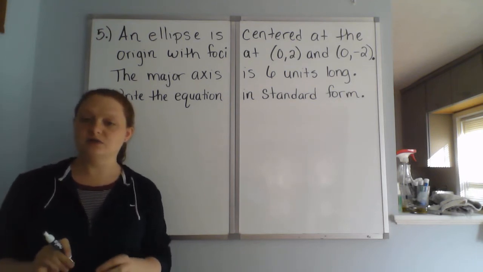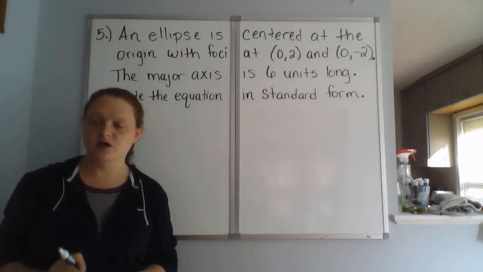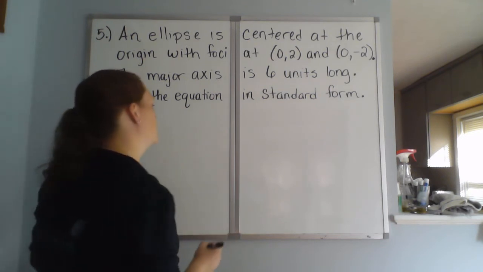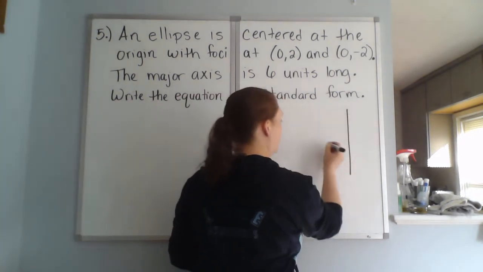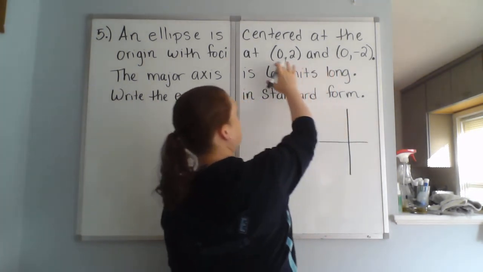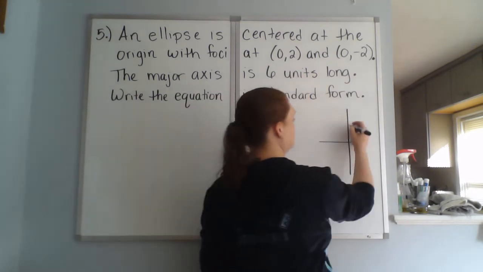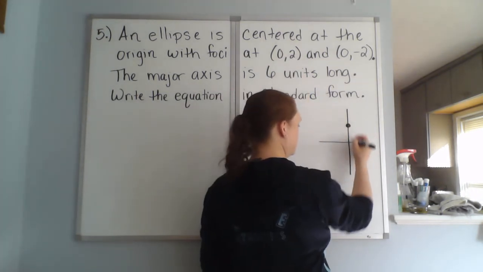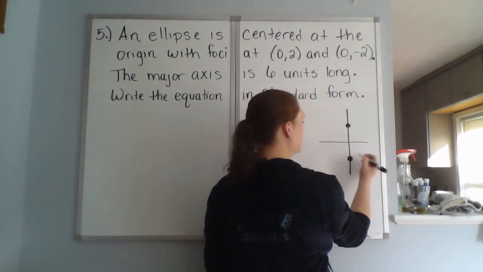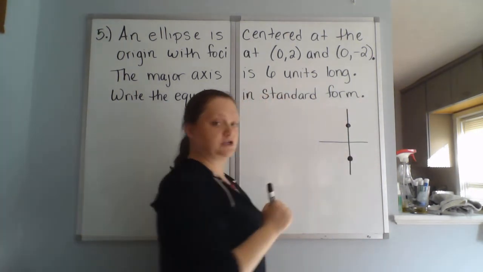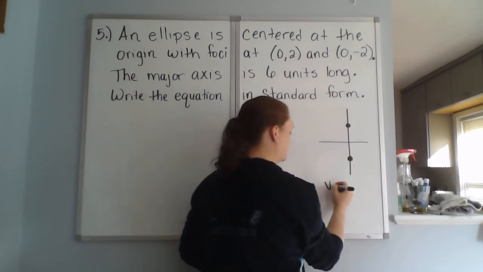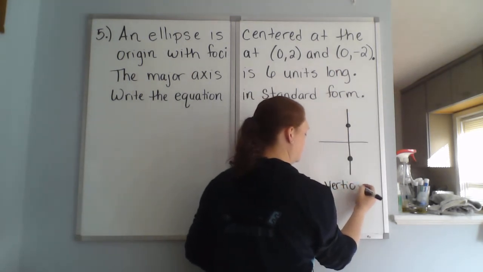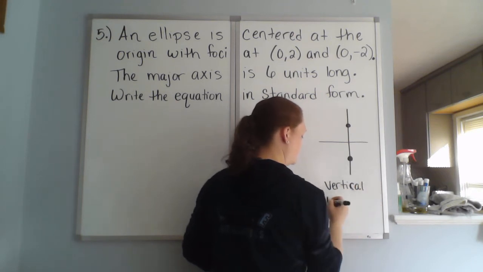And that alone is enough to tell us the direction of our major axis. If I just start making a sketch of this ellipse real quick, I know that the focus points, these foci, (0, 2) and (0, -2), are along the major axis. So that means I have to have a vertical major axis here.